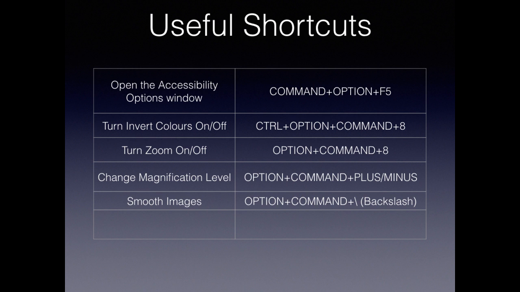Turning invert colors on and off is Control Option Command and 8. Turning zoom on and off is Option Command and 8. Changing the magnification level when zoom is turned on is Option Command and plus and minus. And if you need to smooth images, you can do that by doing Option Command and backslash. So some useful keyboard shortcuts there. Hopefully that is of help to you.